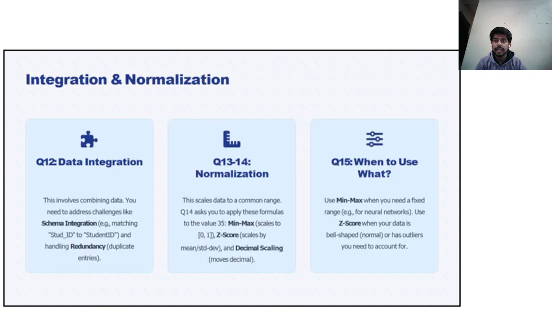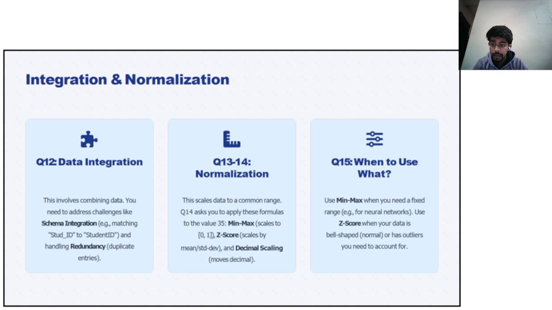Let's move on to the next slide then. Questions 12 through 15 cover integration and scaling. Question 12, data integration, is about merging data from different sources. Say, combining the student survey data with their academic records. The main challenges are schema integration, ensuring field names match up, and managing redundancy, ensuring we don't count the same piece of feedback twice.